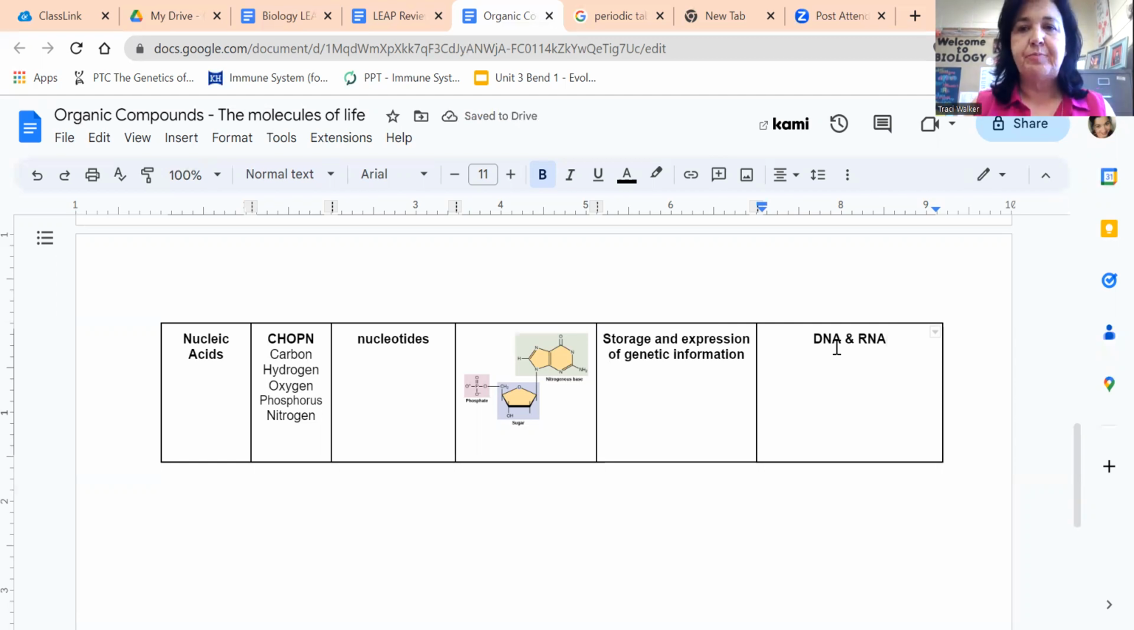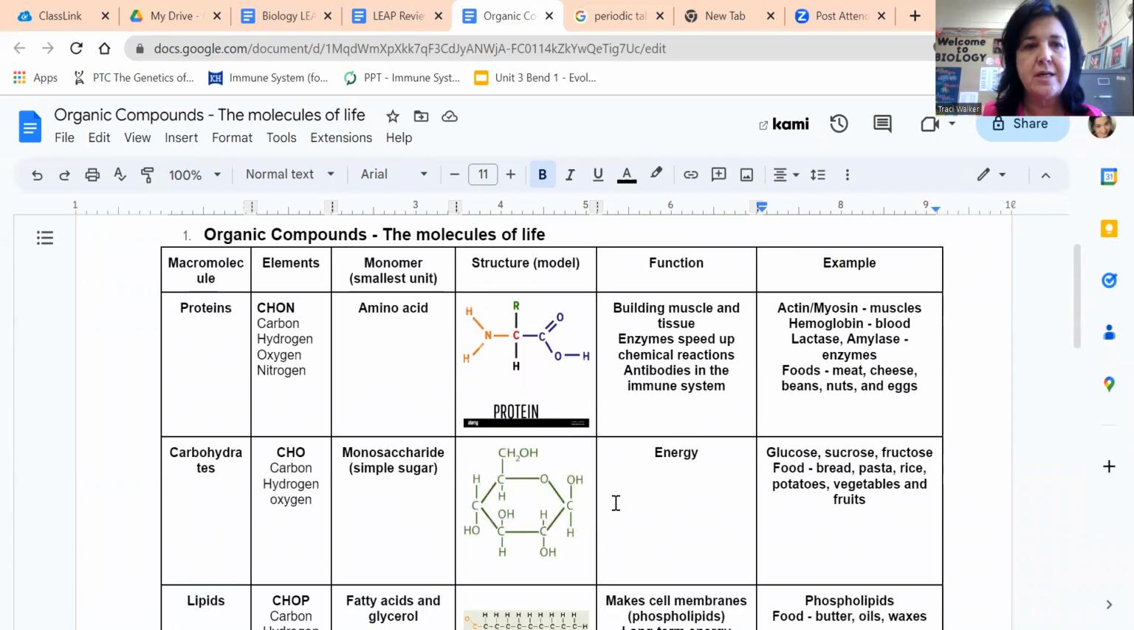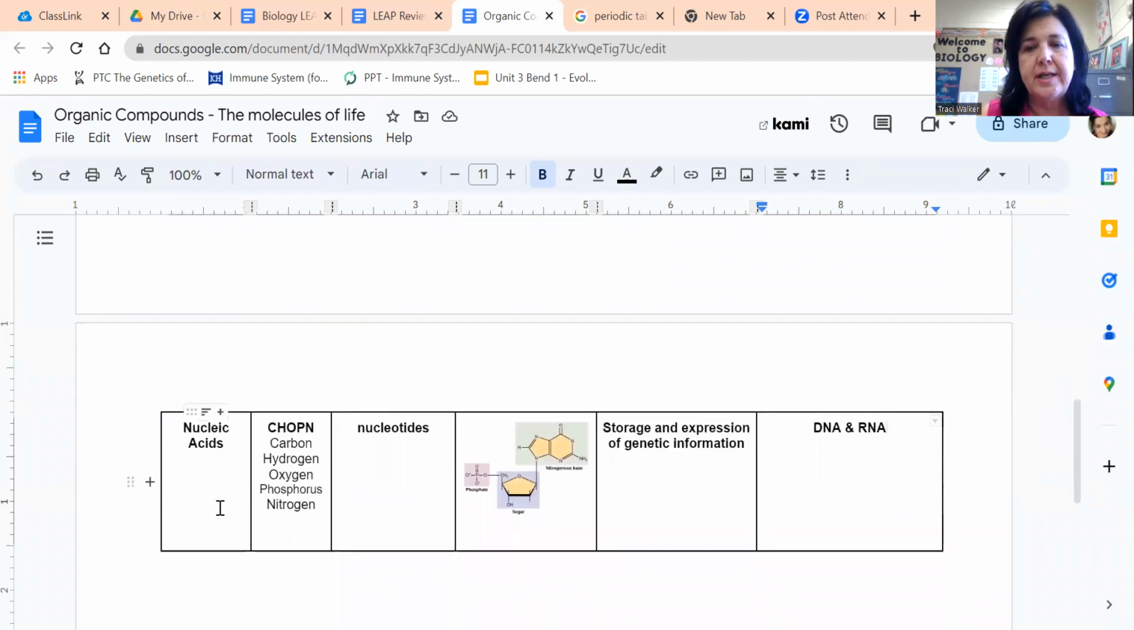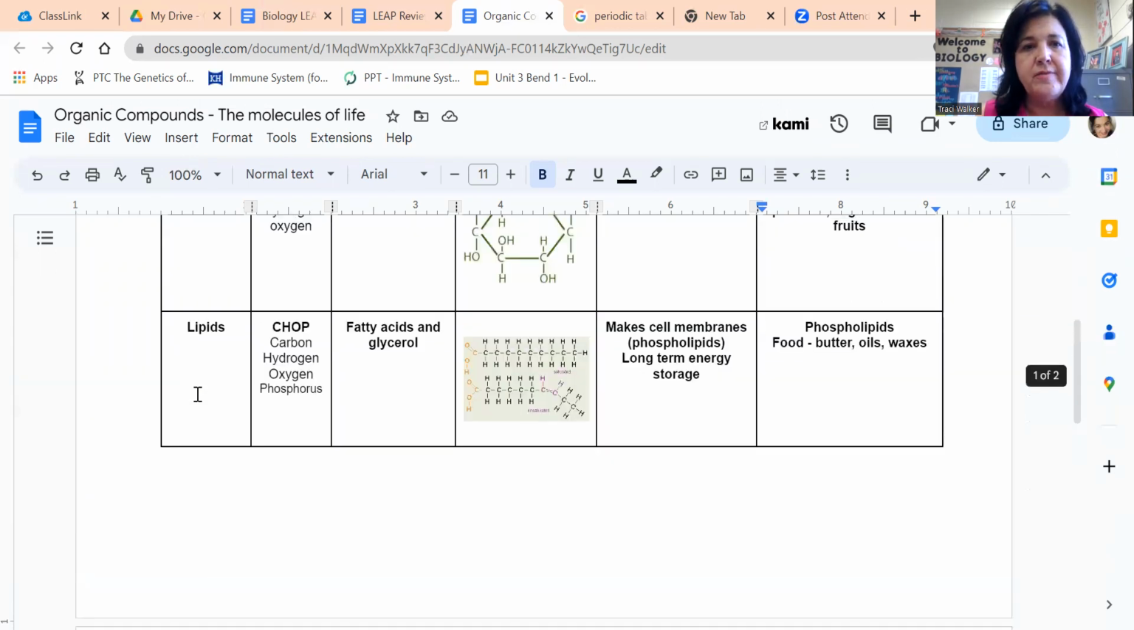So there you have it. You've got your 4 macromolecules. Let's just go back through them one more time. You've got proteins, you've got carbohydrates, you've got lipids, and you've got nucleic acids.